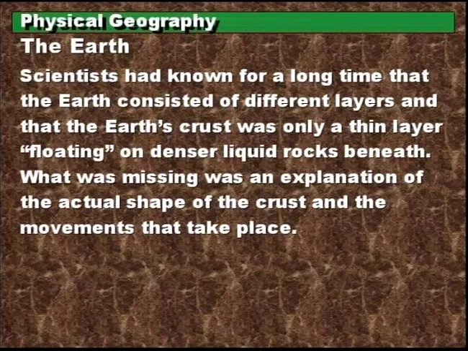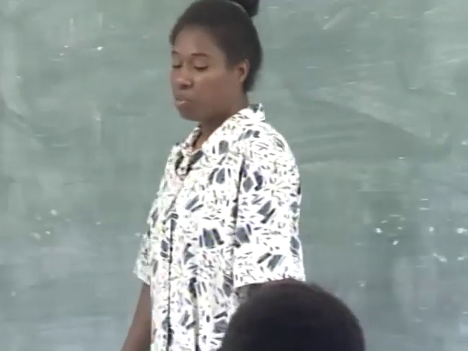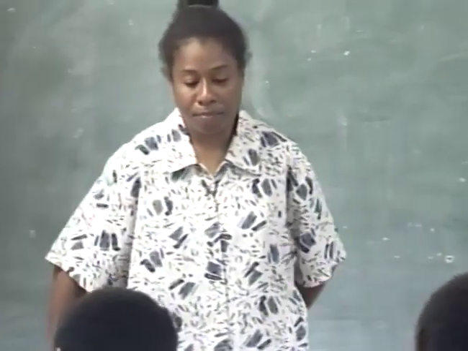Scientists had known for a long time that the Earth consisted of different layers and that the Earth's crust was a very thin layer floating on a denser liquid rock beneath. But what was missing was an explanation of the actual shape of the crust and the movements that take place. Okay, with that introduction, let's go on to the information which is presented there on the monitor.